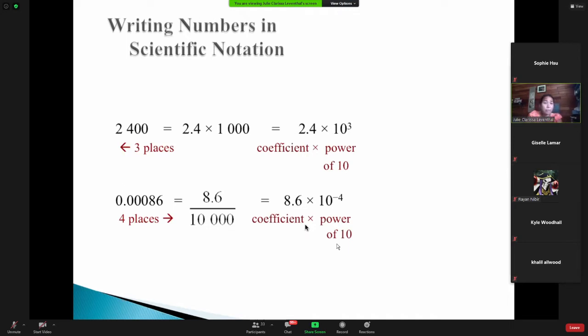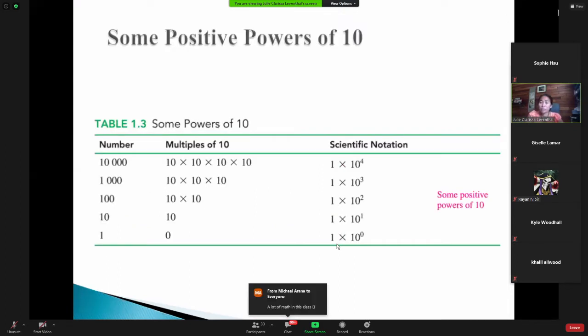So a positive exponent means a number greater than 1. 10 to the 0 is 1. And a negative exponent is less than 1. So 10 to the 3 means 10 times 10 times 10. 10 to the 0 is 1. And then 10 to the 4 is 10 times 10 times 10 times 10. That's why it's based on the multiples of 10. This is your base of 10.